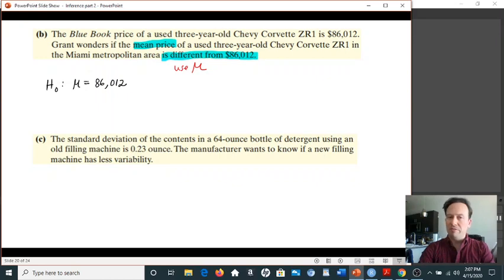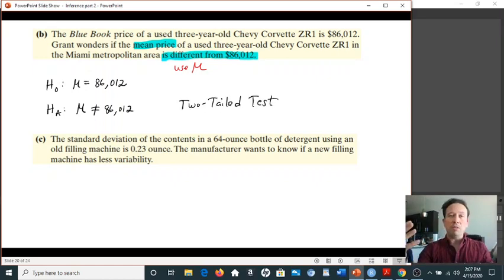What would the alternative be? Which inequality would I use when Grant wonders if the mean price is different from this? Well, he doesn't say less. He doesn't say more. He says different. So that's when we use not equals. And that would be a two-tailed test. Because again, it could be less, it could be more. Either way is different, so it's a two-sided or two-tailed test that we would be using.